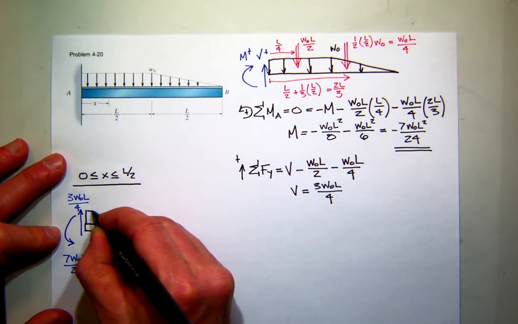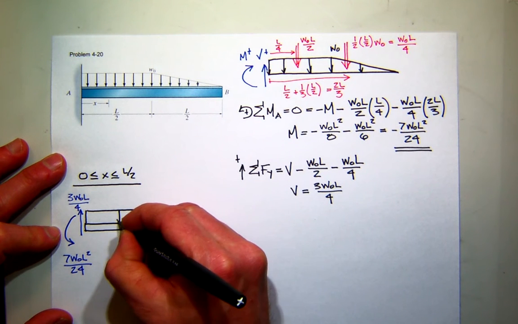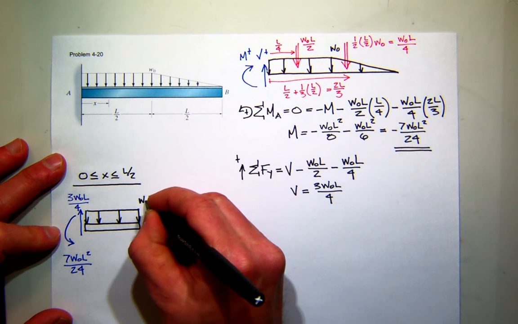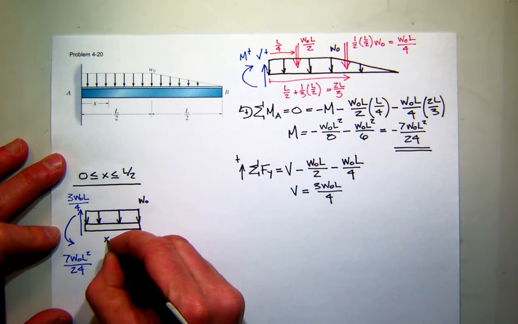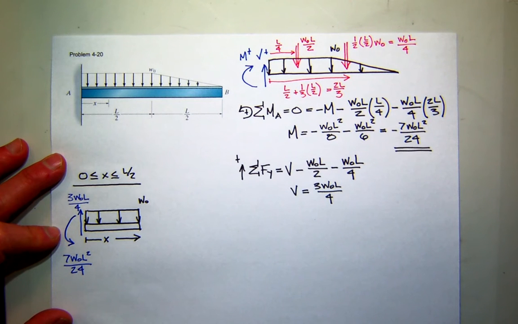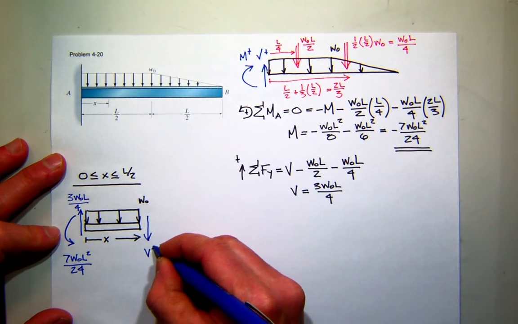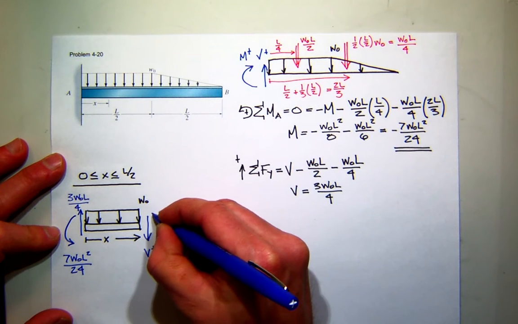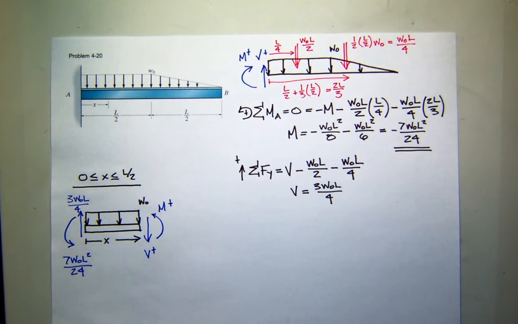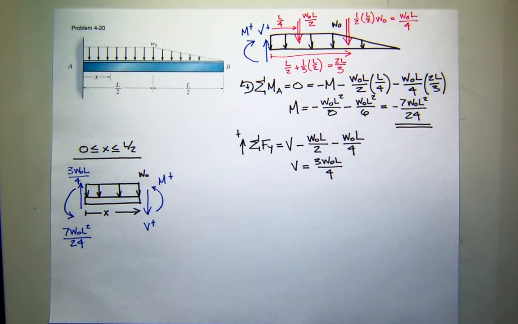And then I have my distributed load over the section. It's constant at W naught, and this section is length X. And then I have my positive shear and positive bending moment. You guys see anything that we're missing for the first section?